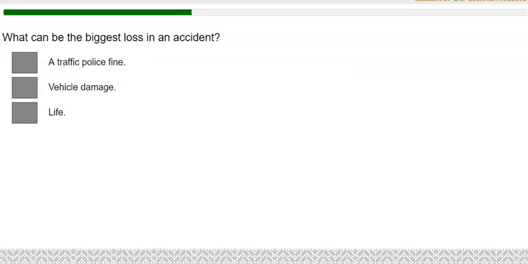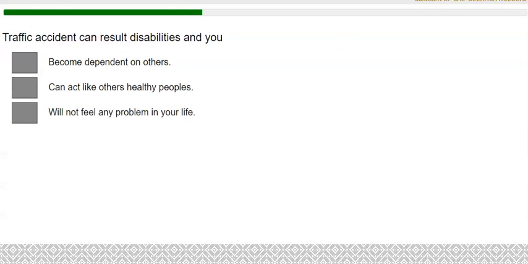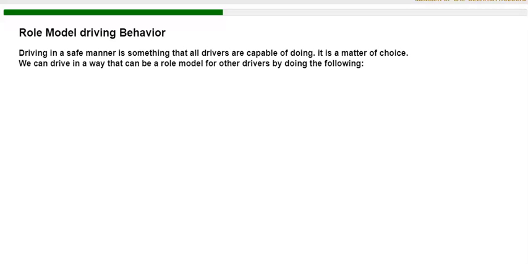Okay, let's see if you can answer this. What can be the biggest loss in the accident? Of course, life. A traffic accident can result in disabilities and you become dependent on others. So this question will come in your final assessment as well. This is just to cross-check your knowledge and see if you're learning the things.